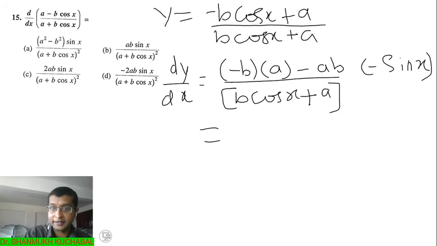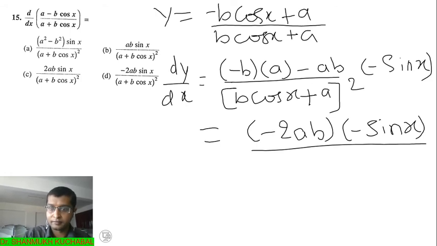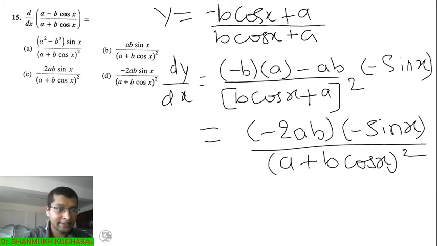So I solve this, it is a minus 2ab multiplied by minus sin x, whole divided by a plus b cos x, whole square. So minus into minus is plus, 2ab sin x. That is option C, it is the right answer. Option C is the right answer.